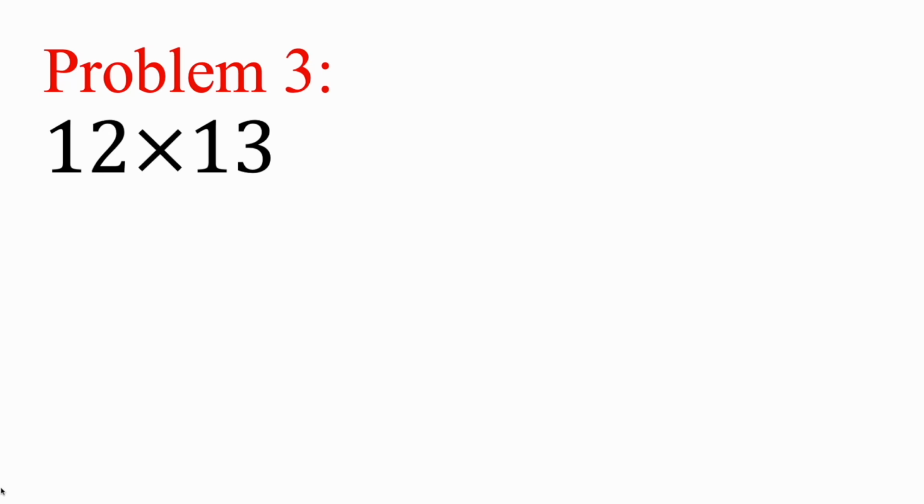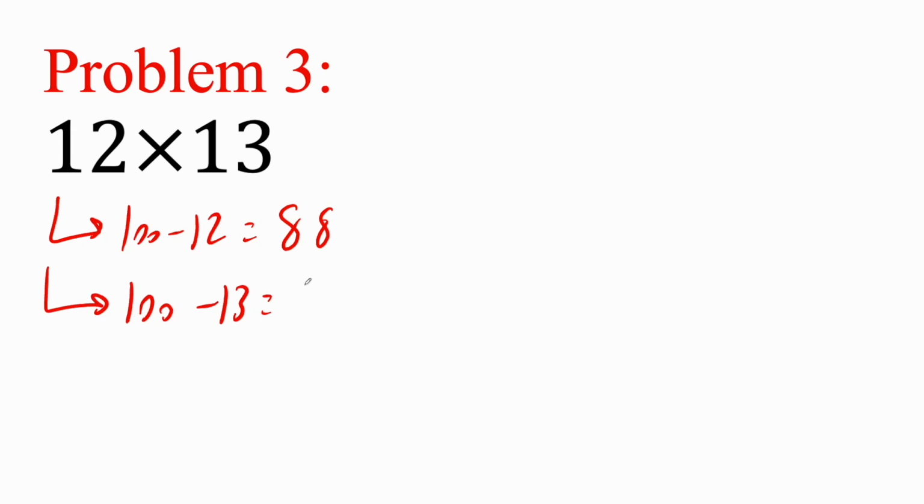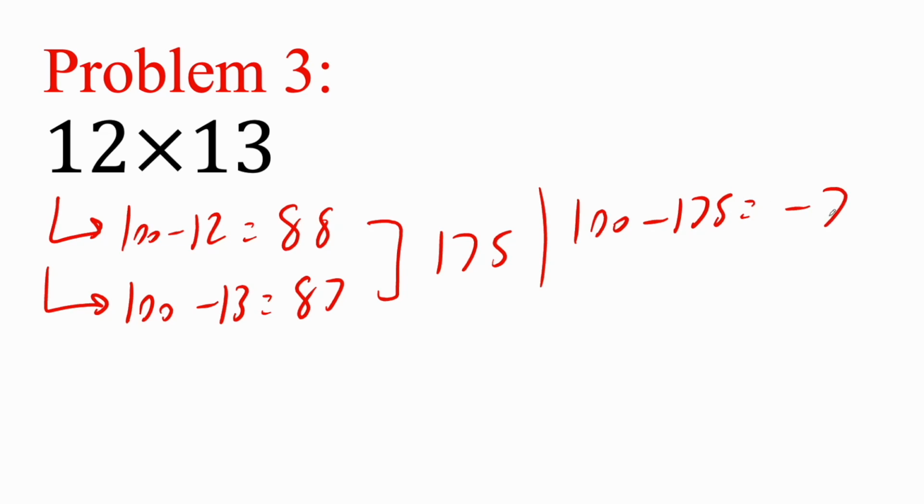All right, the last one, 12 times 13. Many people actually have that memorized. It's going to be 156. But again, we're just proving that this method works. So we got 100 minus 12, we get 88. Then we do 100 minus 13, we get 87. If you add it up, you get 175. And 100 minus 175 is negative 75.